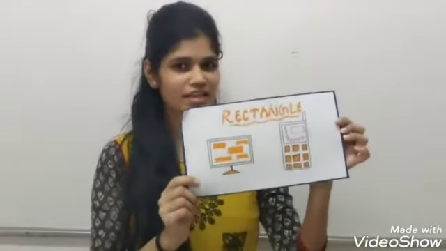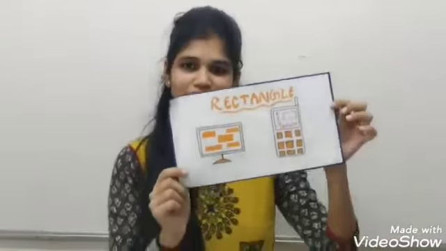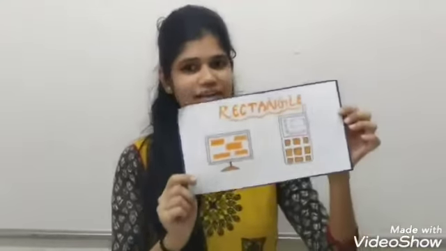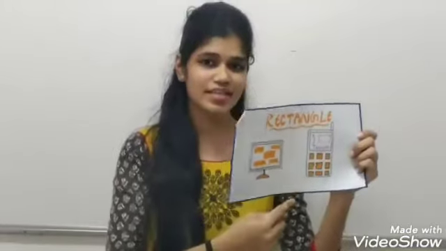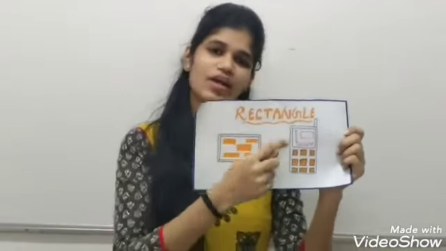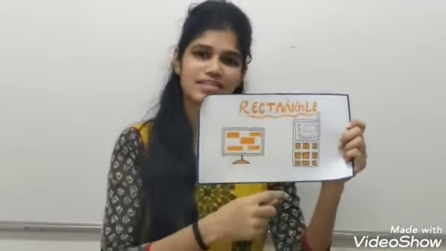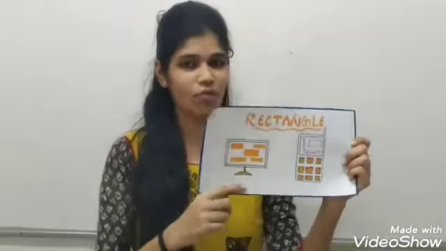I am a rectangle, I have four sides. I am a rectangle, I have four sides. Opposite sides are equal. Opposite sides are equal.